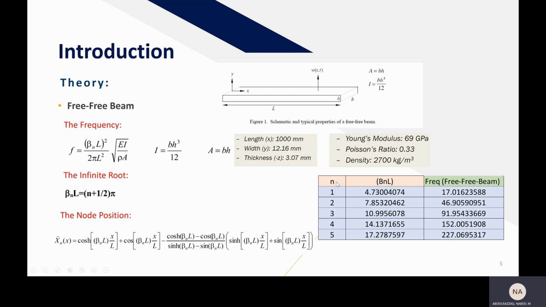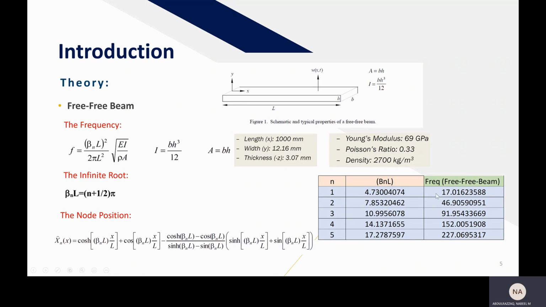If you use the root number from 1 to 5, the free beam natural frequency can be calculated based on the values of the infinite root using this equation. E is the Young modulus, I can be found from this equation, rho is the density, and A is the area which can be found from this equation.